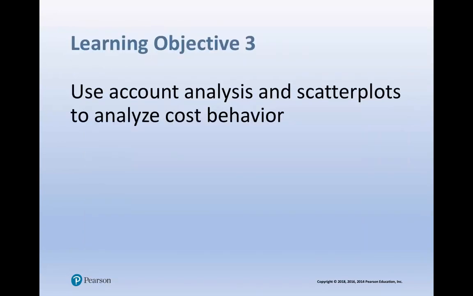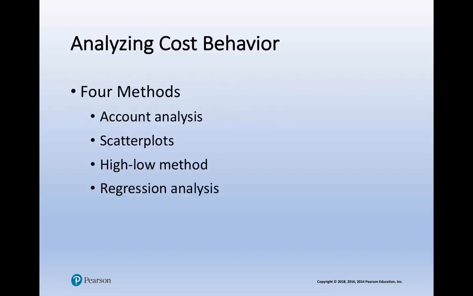So next we're going to look at how we're going to use account analysis and scatter plots to analyze cost behaviors. When we're analyzing cost behaviors, which managerial accountants and business decision makers have to do to really understand and make decisions about their business going forward, we're going to use one of 4 different methods. We can use account analysis, scatter plots, and the high-low method, which are the 3 that we're going to focus on for this class.